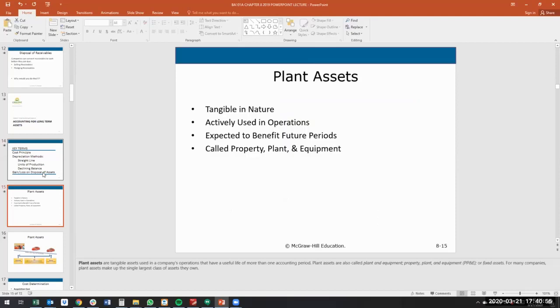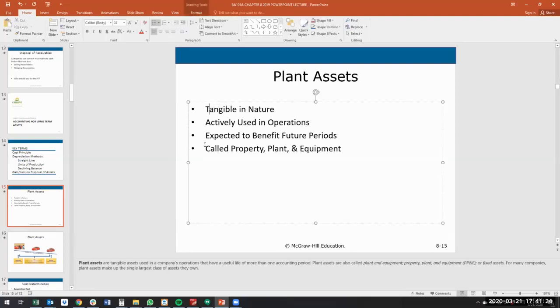Plant assets are tangible in nature, actively used in operations, and expected to benefit future periods, and they are generally called plant, property, and equipment. That's predominantly what we're going to be focusing on today. So tangible in nature, actively used in operations, expected to benefit future periods. So buildings, equipment, just know this definition. If we don't have one of these hit, then generally it's not going to be considered plant, property, and equipment.